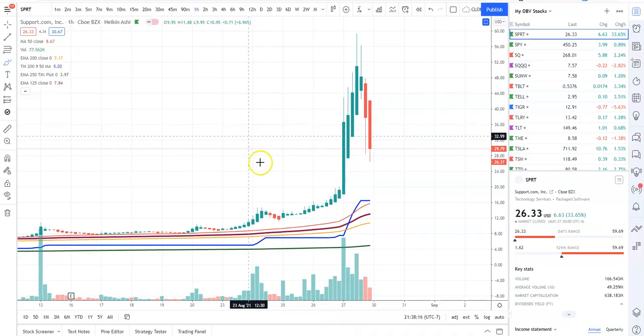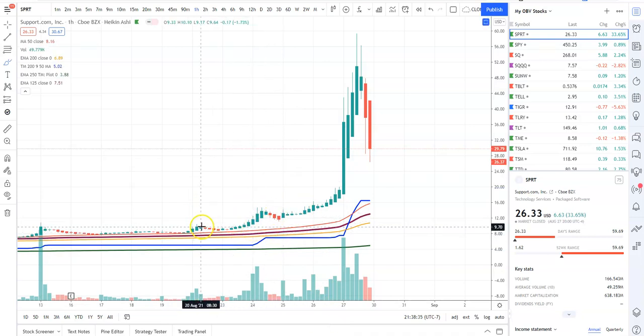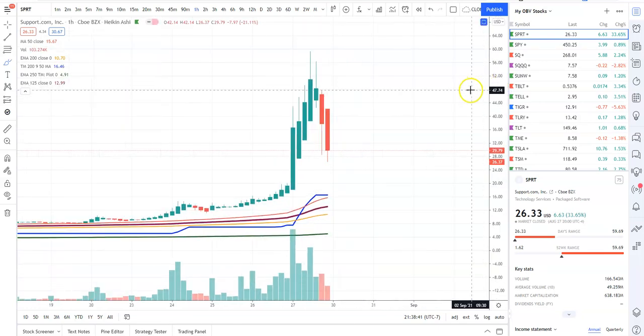Guys, you as a trader, swing trader, short-term trader, momentum trader, day trader, whatever you want to call it, you always want to be the person that's getting involved in the stock in these areas down here, right? You want to be early on these things. And the reason why is pretty obvious.